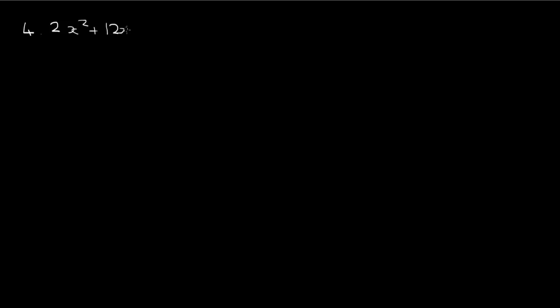So example 4, 2x squared plus 12x minus 5. That's a bit more complicated because x squared has a coefficient that is not 1. So we'll remove the 2 first. So take the 2 out of the bracket. We've got 2 into x squared plus 12 divided by 2 is 6x minus 5 over 2. So that's our form x squared plus bx plus c, now reduced to 1. So then we'll complete the square for the inside of the bracket.